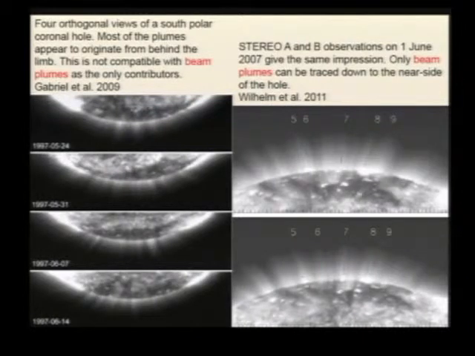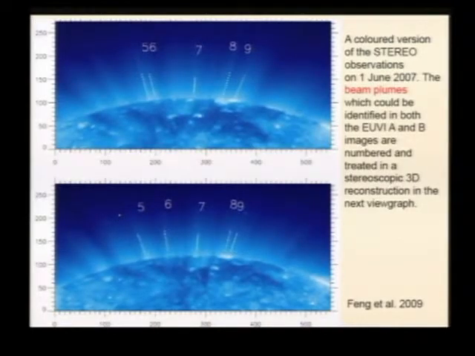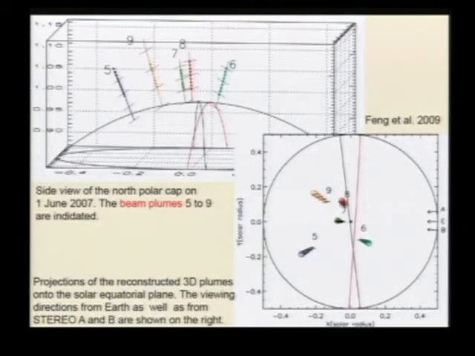So Li Feng, at this stage, did try to reconstruct some of the beam plumes she could identify on both stereo spacecraft. Those are the beam plumes she identified, and the construction then is shown here. It's a little bit difficult to understand, but here is one view, and here's a view from the pole. So you could really find the location of beam plumes, and there's no question about the existence of beam plumes.